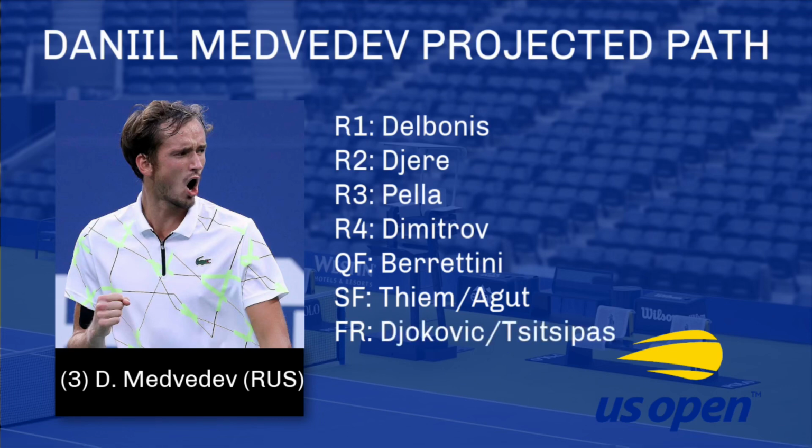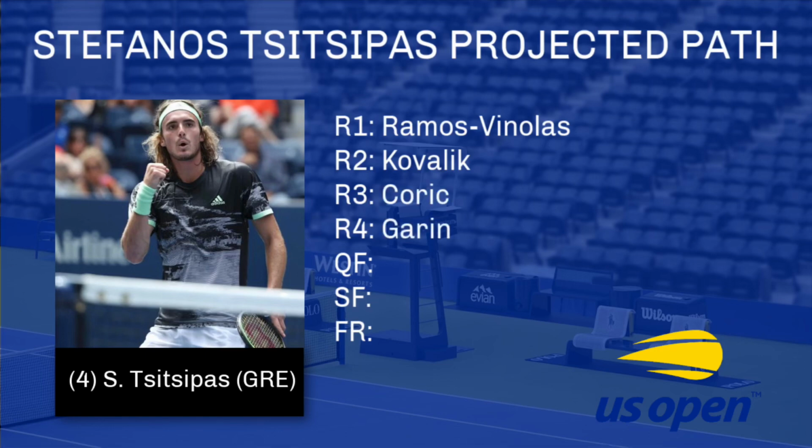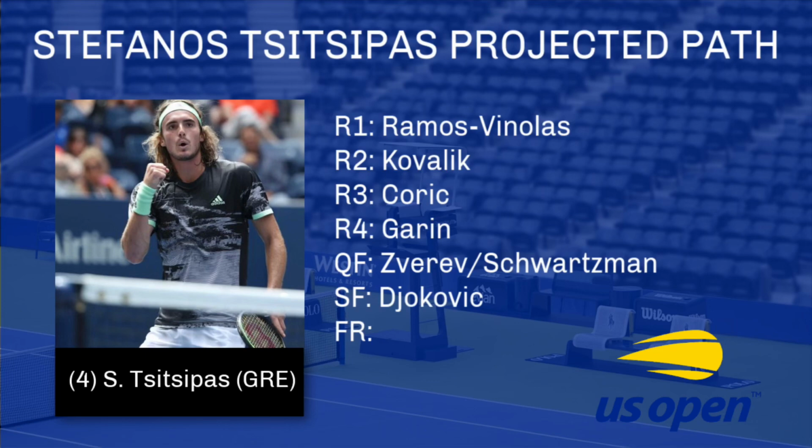Speaking of Tsitsipas, the Greek will open against Albert Ramos Vinolas, followed by Jozef Kovalik. His first projected seed is Borna Coric, then in the fourth round, Cristian Garin. In the quarters, he'll play either Zverev or Schwartzman. In the semis, he'll likely face Djokovic, and in the finals, Medvedev or Thiem.